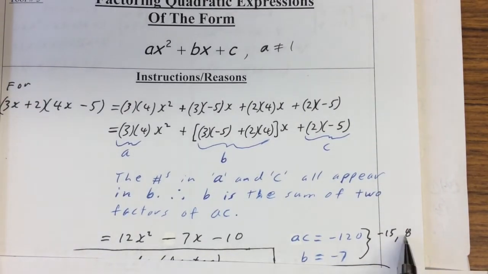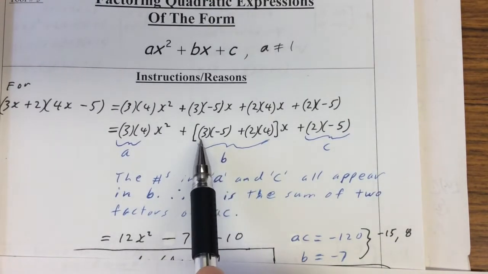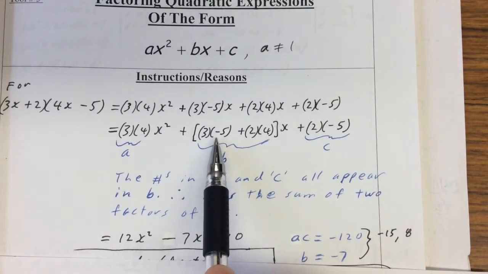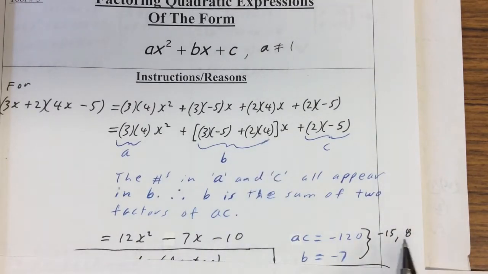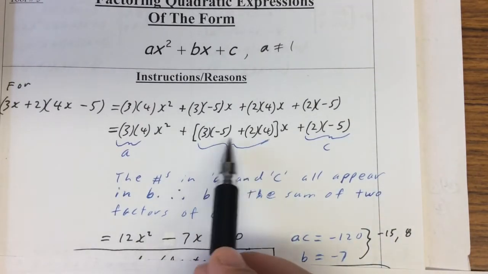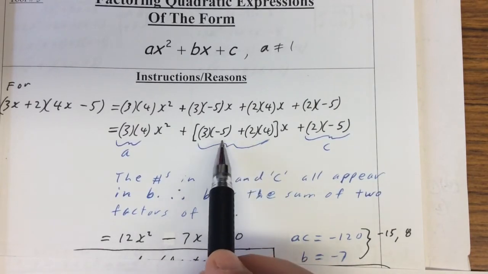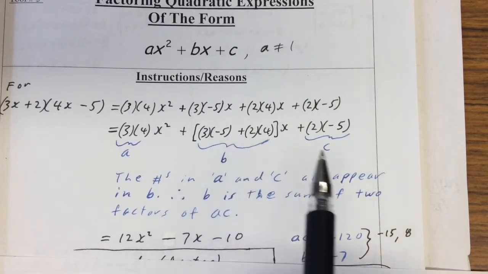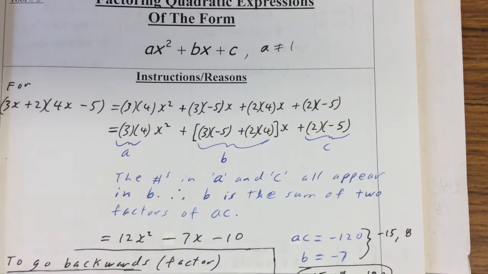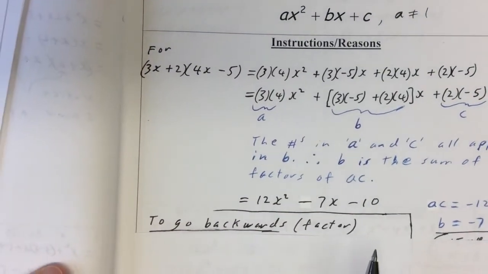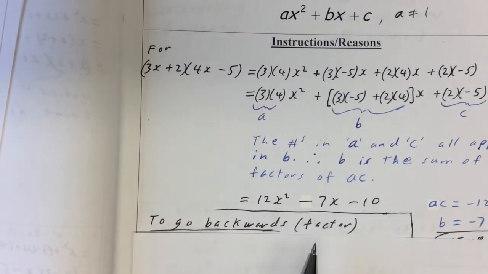And if we look at this 8 and 15, well, up here, 3 times negative 5 is negative 15, and 2 times 4 is 8. So these two numbers are the two numbers in here. So like I said, these two numbers are factors of AC that add to B, which is negative 7. Okay, so to go backwards, to factor. Okay, so going backwards, factoring.